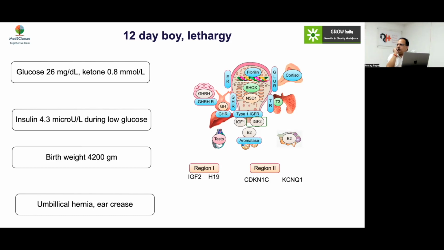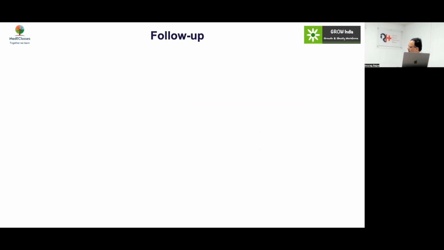It is a resolving case, but what would you want to look for in future? Any risk in future? Tumors, neuroblastomas, all the cancers. So you have to be very, very careful with abdominal examination later on. So this was the 11p15 Beckwith-Wiedemann.